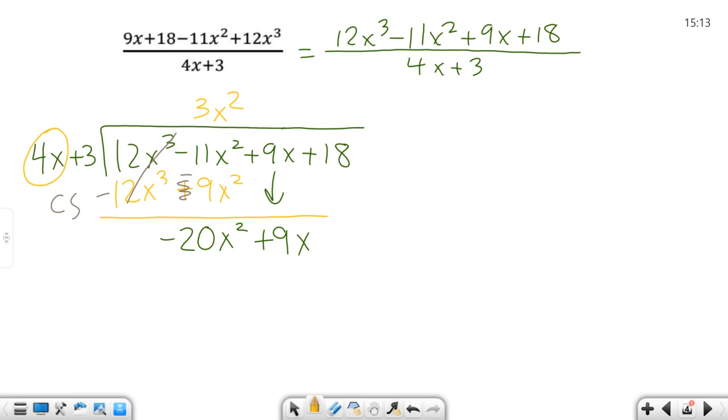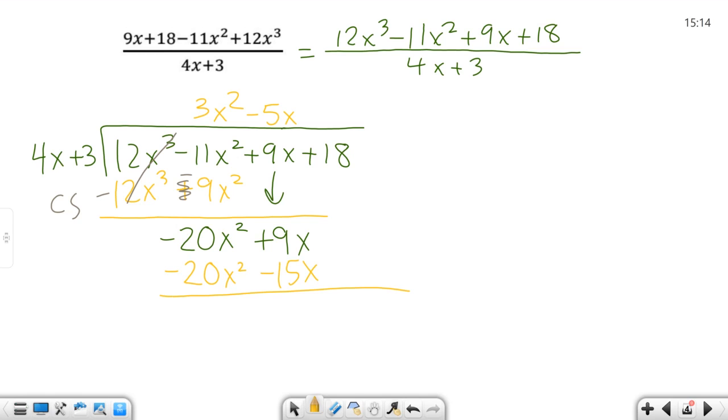I look at 4x and negative 20x squared. What do I multiply by 4 to get negative 20? Negative 5, and then I have an x. I need 2 x's, so I need 1 more. That fits perfectly with my x's there. So negative 5x times 4x is negative 20x squared. Negative 5x times positive 3 is negative 15x.